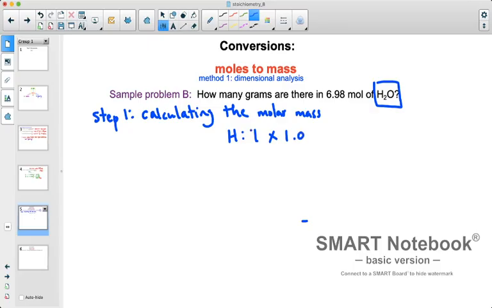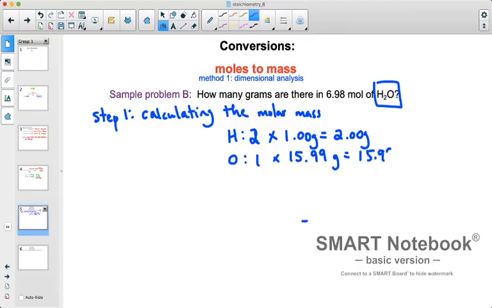Whoops, I have 2 hydrogens. And I'm going to put it in the units of grams. So this becomes 2 grams for hydrogen. I also have oxygen. I have 1 oxygen, and its mass on the periodic table taken to 2 decimal places is 15.99 grams.